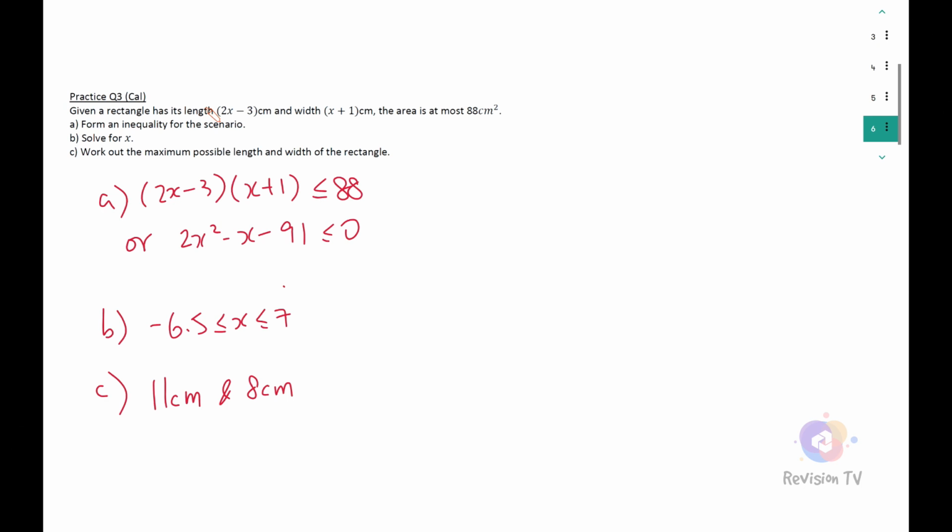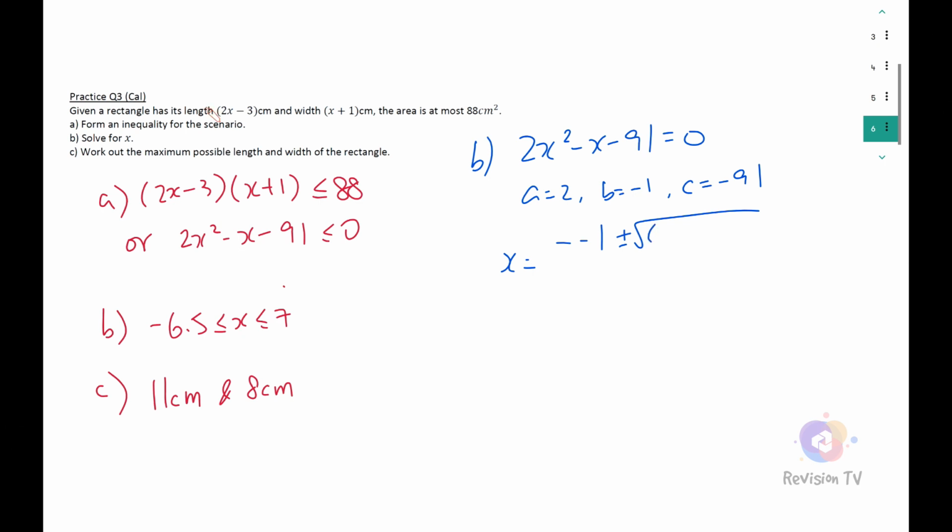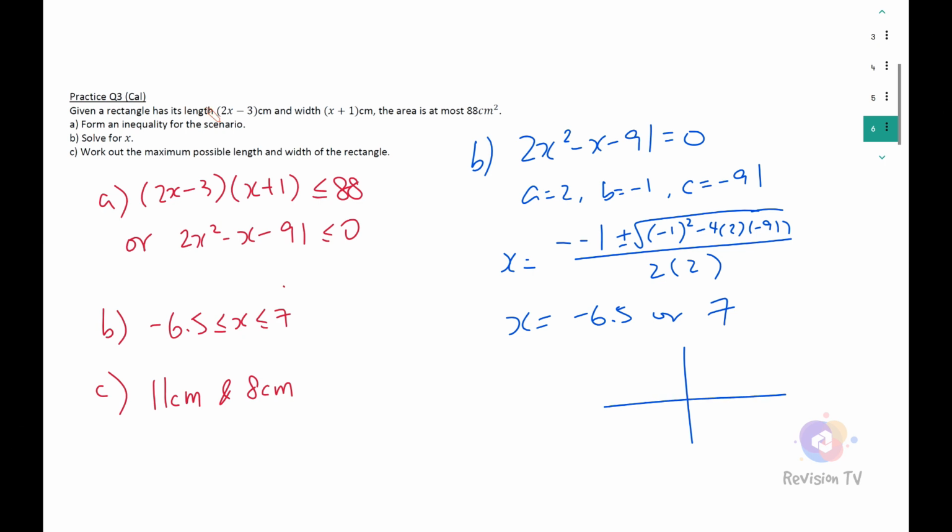This time you've got a calculator, so I want you to use the quadratic formula. To solve 2x squared minus x minus 91 equals 0, your a is 2, your b is minus 1, your c is negative 91. So when you do the formula, negative b plus or minus the square root of b squared minus 4ac, don't forget the negative in front of the 91 in the c, all over 2a. Put it in a calculator, and you should get negative 6.5 or 7.